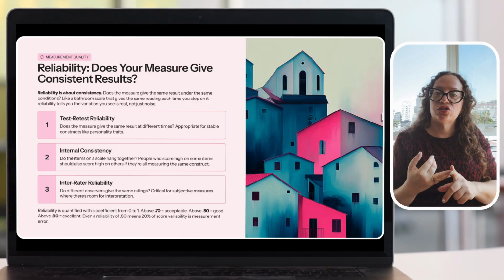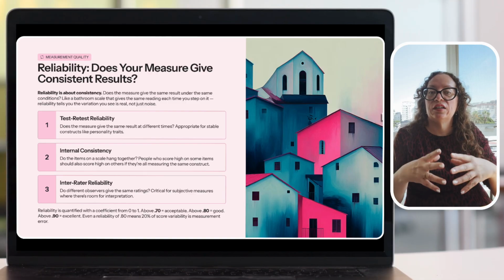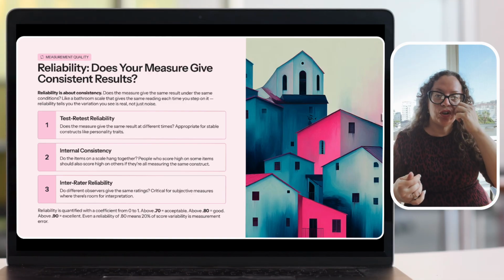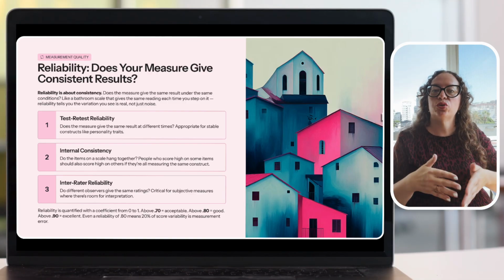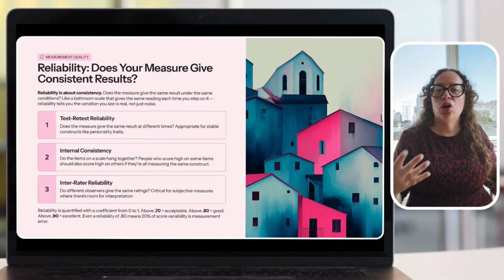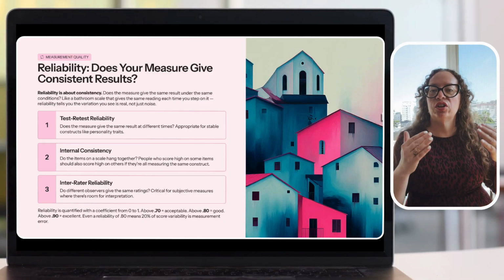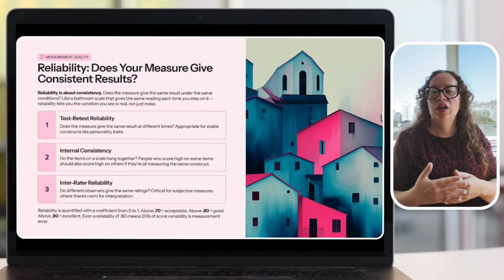Internal consistency asks, do the items on a scale hang together? If you have a 20-item depression questionnaire, do people who score high on some items also score high on others? If the items are all measuring the same underlying construct, they should be correlated with each other.